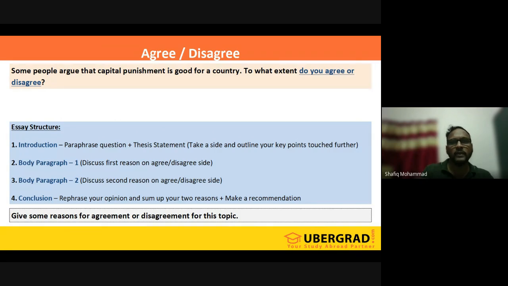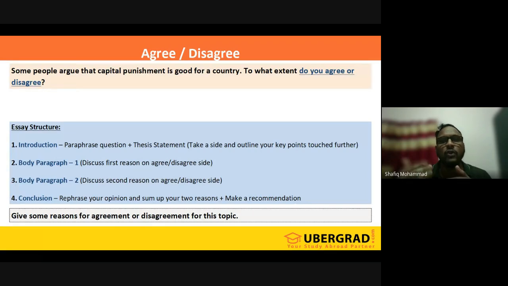So in my opinion, I don't agree completely on it. For example, you're saying that. That will be your thesis statement after paraphrasing the question. So the first sentence in the introduction would be paraphrasing the question. The second sentence would be the thesis statement, like giving your opinion. And the last sentence would be something like an outline.